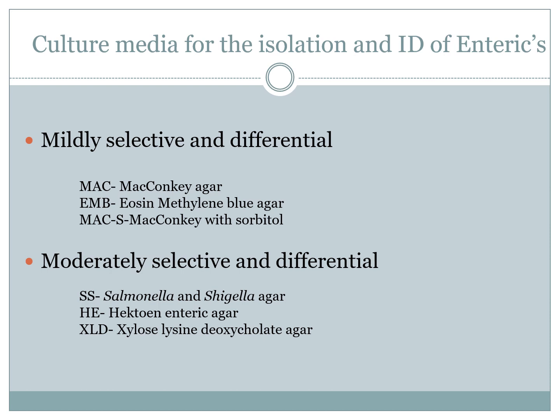There's a number of different culture medias that we use to isolate and identify our enterics. We have what's known as mildly selective media, moderately selective media, and highly selective media. Some of the mildly selective media that we use is MacConkey agar, EMB, and MAC with sorbitol. And some moderately selective and differential media would be Salmonella and Shigella agar, Hektoen Enteric agar, and XLD agar. One type of media that is highly selective that isn't on this slide is called brilliant green agar. Make sure that you look at Appendix A in your textbook because it gives a nice description of all the different medias that we talk about in lab.